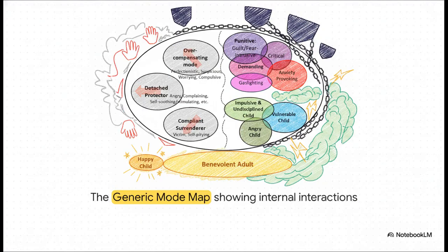Now, what's really interesting here is this generic mode map. It's a brilliant framework showing how all these parts interact. You've got your vulnerable child and angry child modes grouping together, kind of overlapping with impulsive modes. Up above them are the heavy, punishing parent modes, and off to the side are the coping modes, the ones pushing away or just surrendering to the pain.